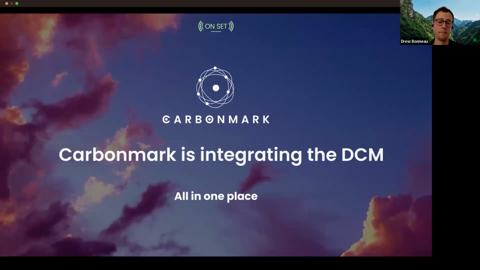So in short, by leveraging KlimaDAO's technology stack and the partnerships we have with players like Circle, we're moving forward with integrating the digital carbon market and making it easier than ever to gain market insights, source credits, trade, and deliver projects to the market.